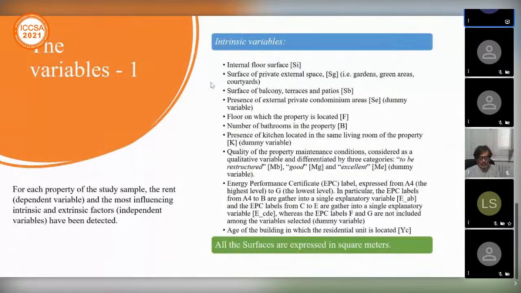As before, we have excellent, good, and to be restructured. Also, we chose to use the information about the energy performance certificate expressed from A4 to G, and we categorized the better, the middle, and the worst energy performance in 3 categories.